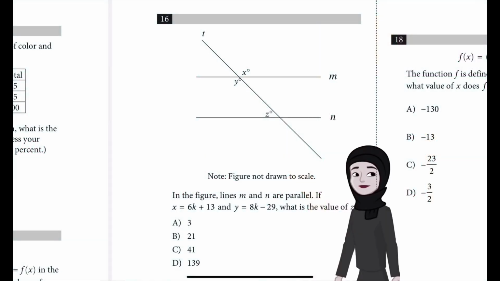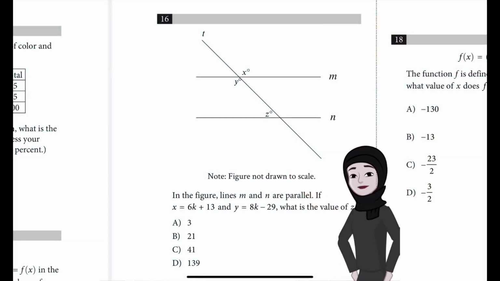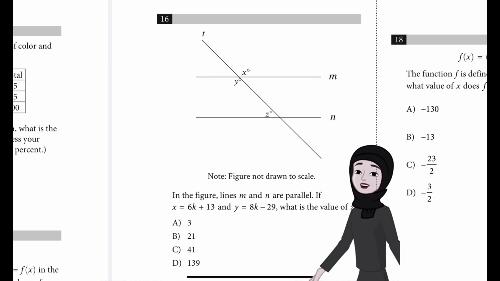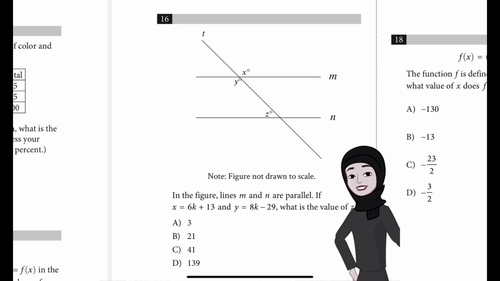Let's move on to question number 16. Figure is not drawn to scale, and the question says, in the figure, lines M and N are parallel if x is equal to 6k plus 13 and y is equal to 8k minus 29. What is the value of z?